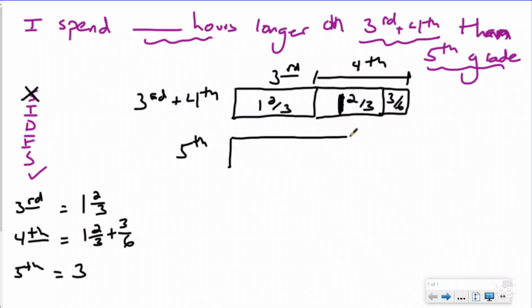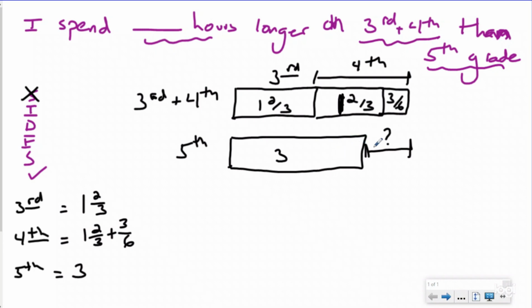So although I'm not really sure how much longer it is, I know that the 5th grade one has to be shorter. And so that's going to be 3 hours. And then I'm looking for this part right here. How much longer for 3rd and 4th grade combined did I spend than 5th grade?